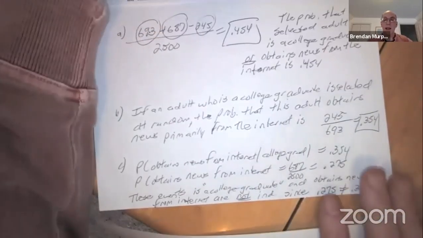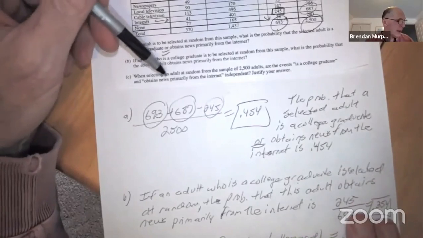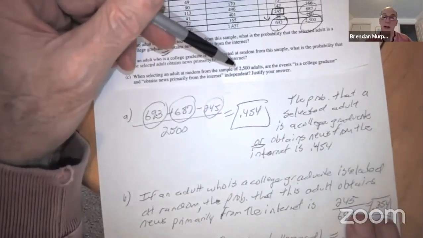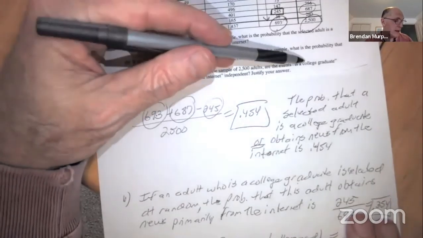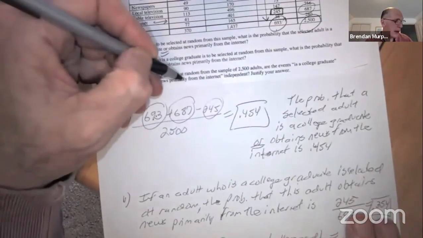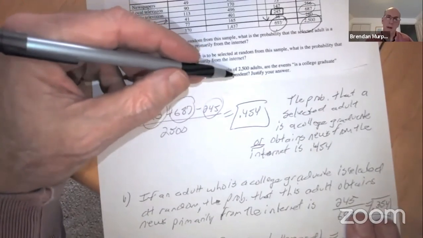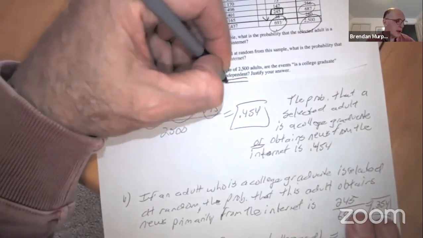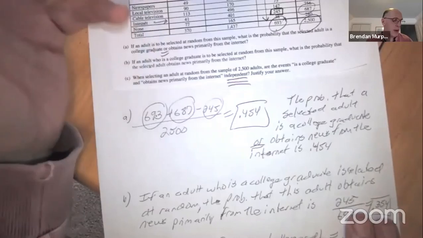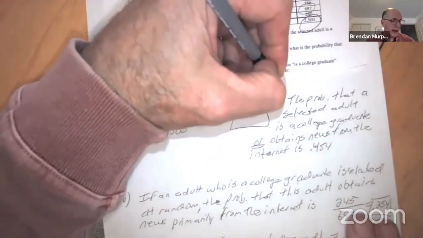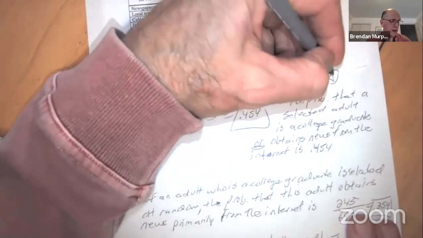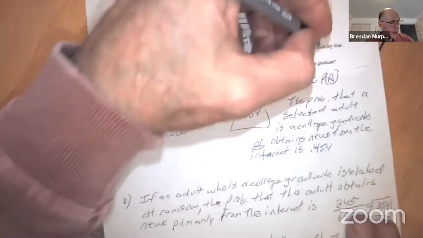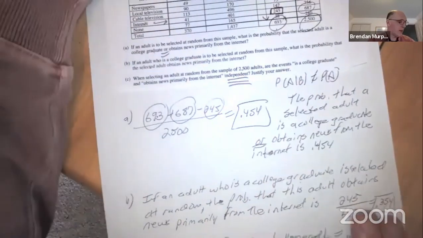And then this sort of feels like part C in the last problem that we did. When selecting an adult at random from the sample of 2,500 adults, are the events is a college graduate and obtains news primarily from the internet independent. Okay, so there's that independence again, super important. There are a number of ways to show or prove independence, but I really like the P of A given B. If that's equal to P of A, then my events are independent. If that's not equal, then they're not independent.